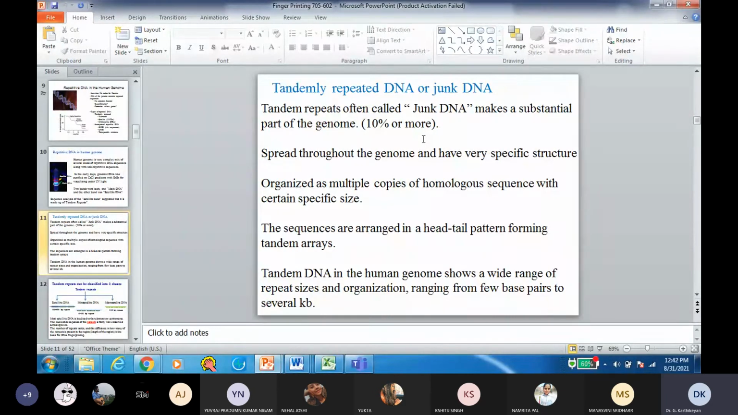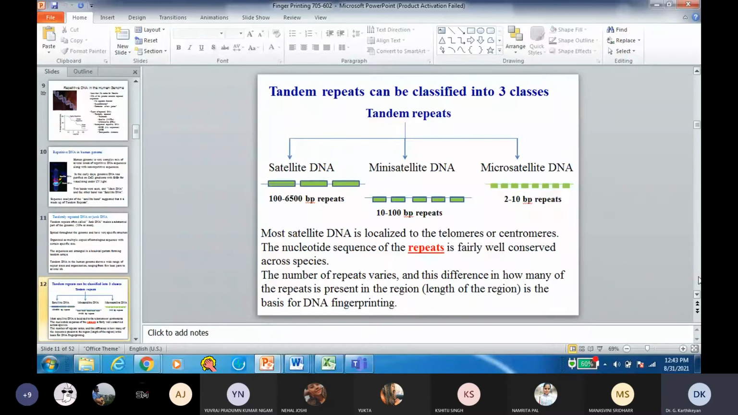That means there are multiple copies of the same repetitive sequence. We'll see that in our next slide. Tandem DNA in the human genome shows a wide range of repeat sizes and organization, which can range from a few base pairs to several kilo base pairs. So tandem repeats have now been reclassified into a few more classes. Tandem repeats can be classified into three classes.